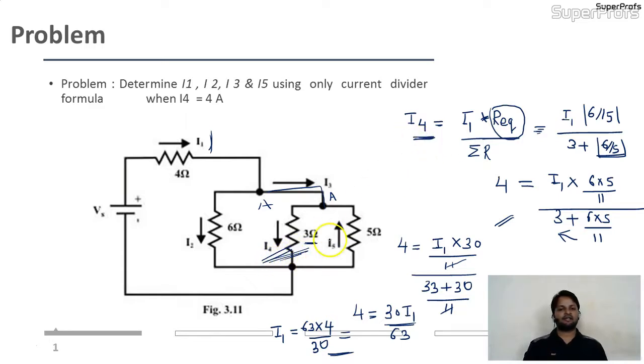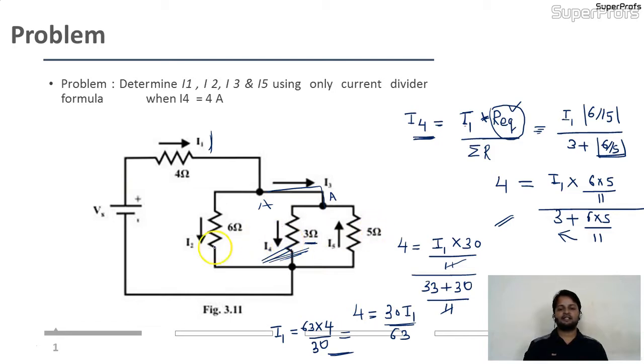I4 is the current, and I4 is nothing but the source current. Source current is given as I1 here, that's why I am taking I1, multiplied with the opposite branch resistance. But we are having two opposite branches, that's why I am taking the R equivalent. I need a single resistance here to multiply with I1. So that's why I resolve these two branches.